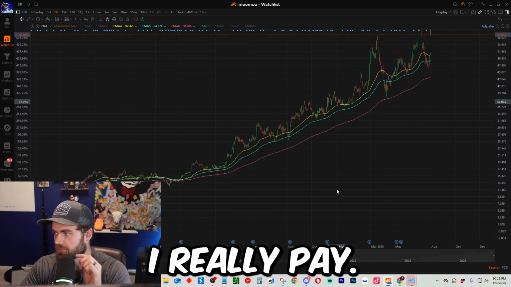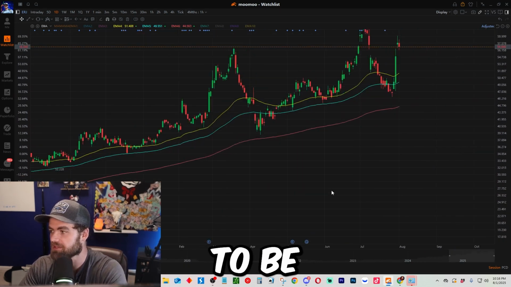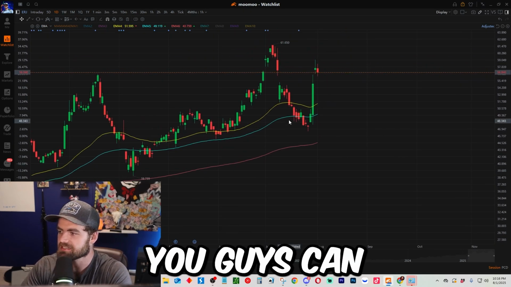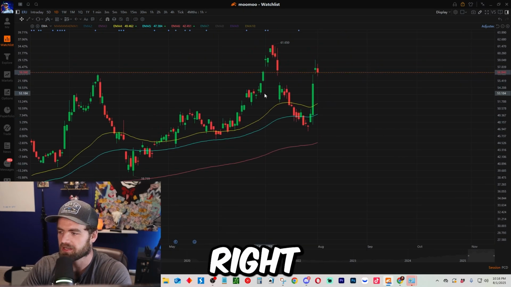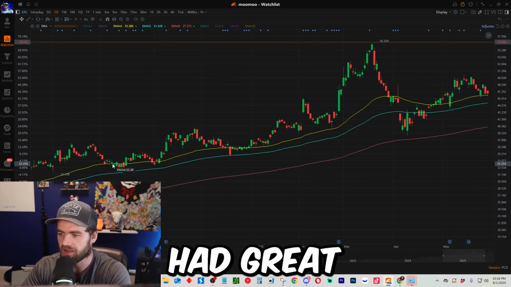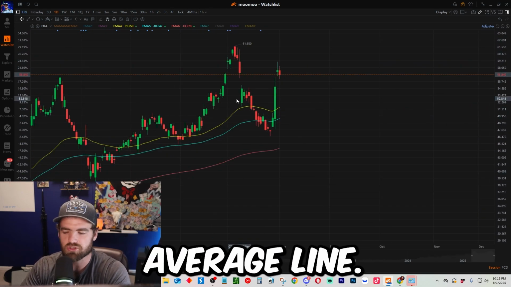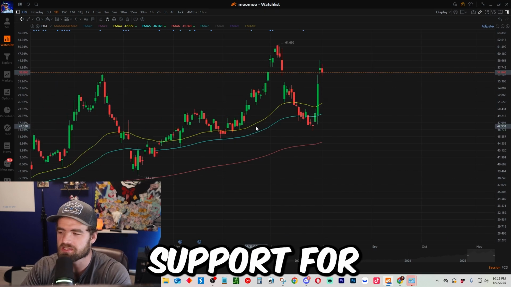The last indicator I really pay attention to is going to be EMA lines or moving average lines. You guys can see it hit that blue line several times in the past, and we've had great moves of buying pressure on it. That's called the 90-day moving average line. This is a very, very hard support for the stock.